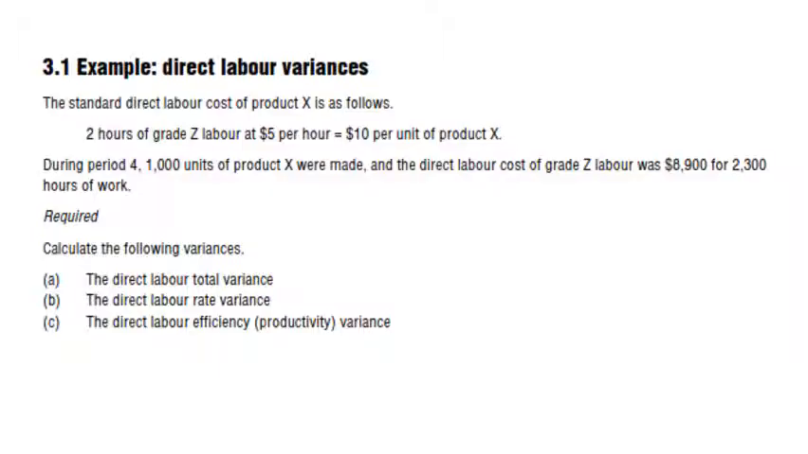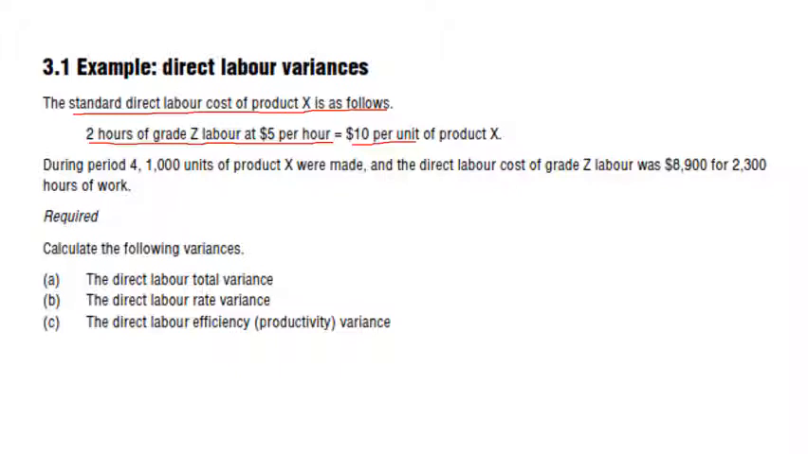We can understand better when we have a practical example. So have a look at the example of direct labor variance. The question is: the standard direct labor cost of product X is 2 hours of grade Z labor at a rate of $5 per hour. So the unit cost of labor is $10 per unit for product X.